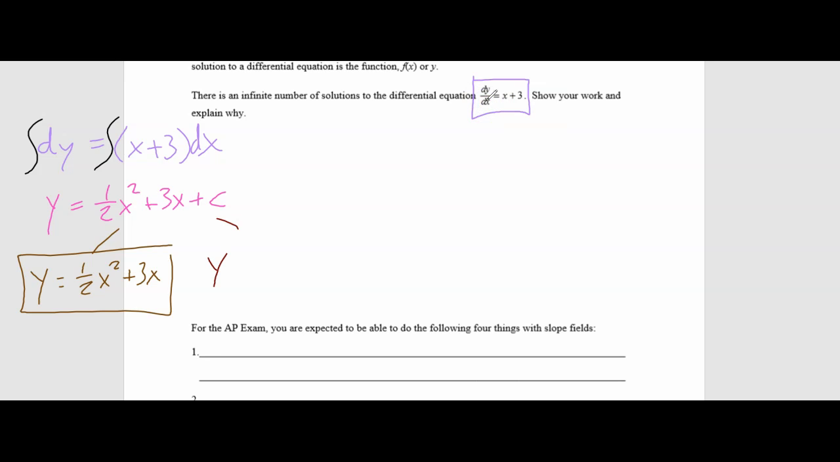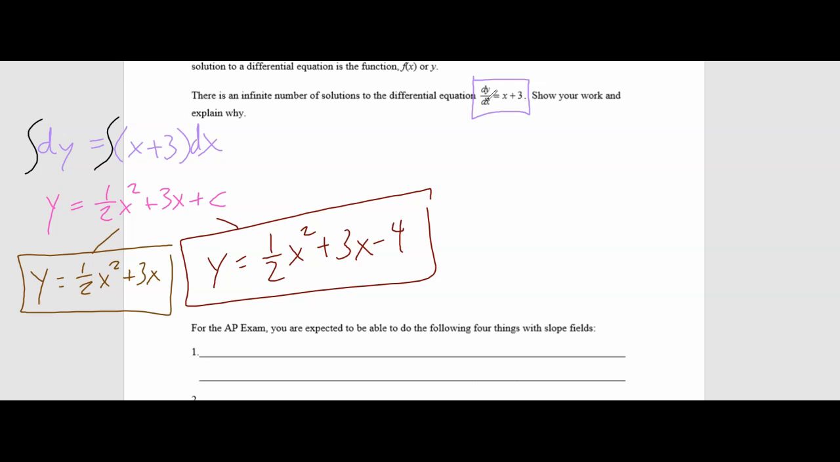That would be one solution. And another solution could be y is equal to 1/2 x squared plus 3x minus 4. That would be another solution. And of course, you could just keep changing that constant of integration to come up with another solution. We're going to keep this idea in mind, right? That there are an infinite number of solutions to differential equations when we actually start to sketch slope fields.